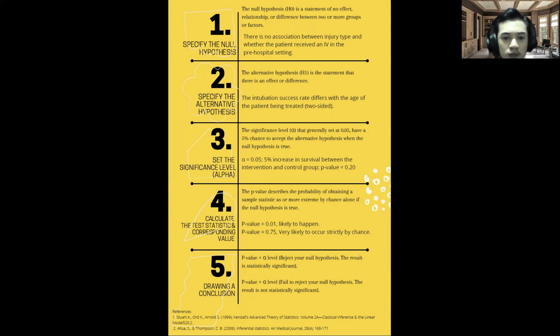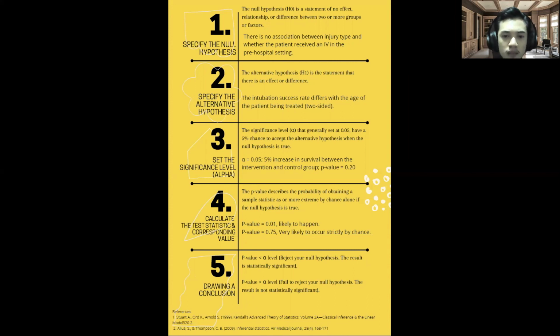And the last step, which is the fifth step, is drawing a conclusion. To draw a conclusion, we have to look at the p-value. There are two situations here. The first one is when the p-value is less than the significance level, and we have to reject the null hypothesis, and the result is statistically significant. When the p-value is more than the significance level, we fail to reject the null hypothesis, and the result is not statistically significant.